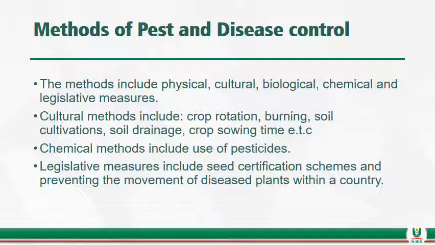And also the sowing time: you plant at a time when the pests are not active, so that by the time your plants have grown, they will have passed the stage where the pests can destroy the crop. So this sowing time is also very important. And you can also use chemicals to control your pests, and these chemicals are called pesticides. And also legislative measures include seed certification schemes, and this prevents you from bringing diseased plants into the country.